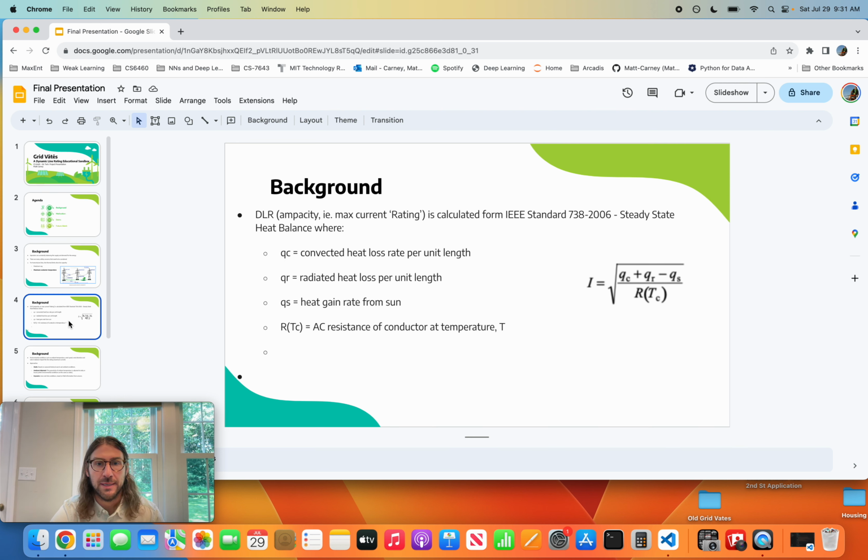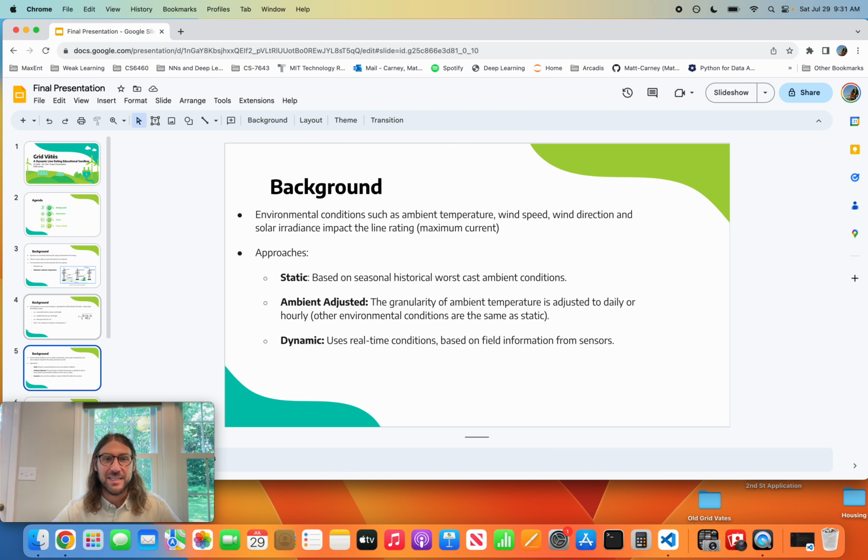Okay, so the rating is calculated from the IEEE standard 738/2006 steady state heat balance. So the current is a function of the convected heat loss per unit length, radiated heat loss per unit length, heat gain from the sun, and the AC resistance of the conductor temperature at time t. You don't need to remember all this.